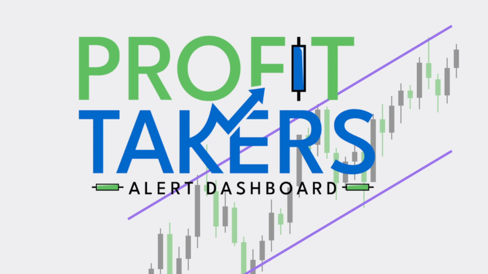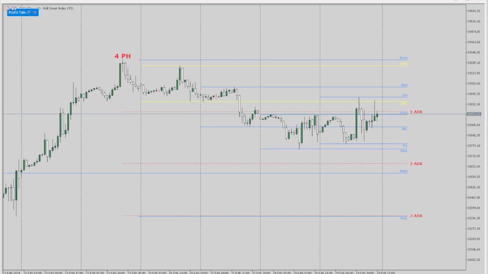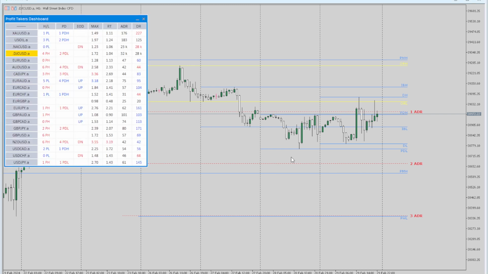Today we're going to talk about the changes to the Profit Takers Alert dashboard. I'm excited to announce that we now have it available for MT5. I'm in MT5 right now, guys, and it's just an indicator. It's not an EA for this particular application.